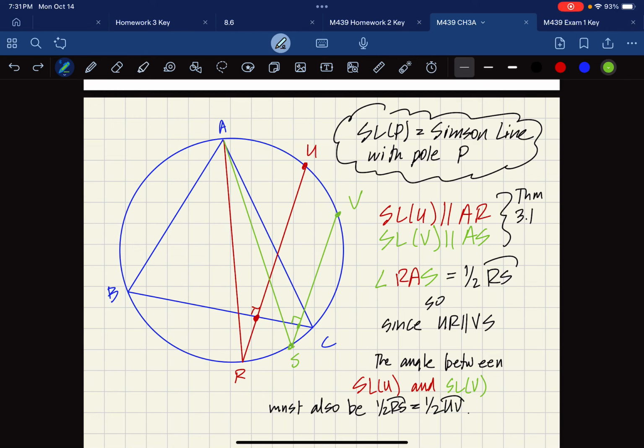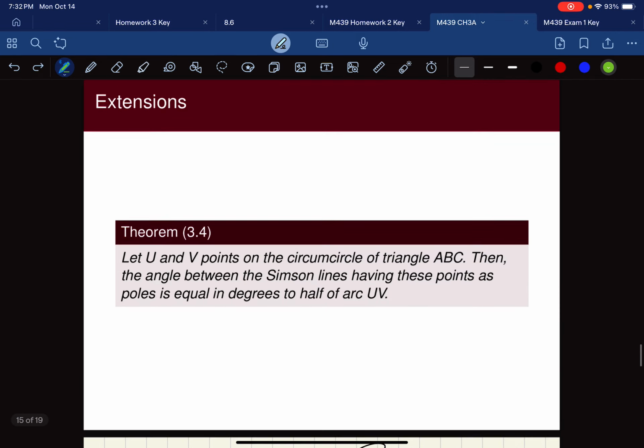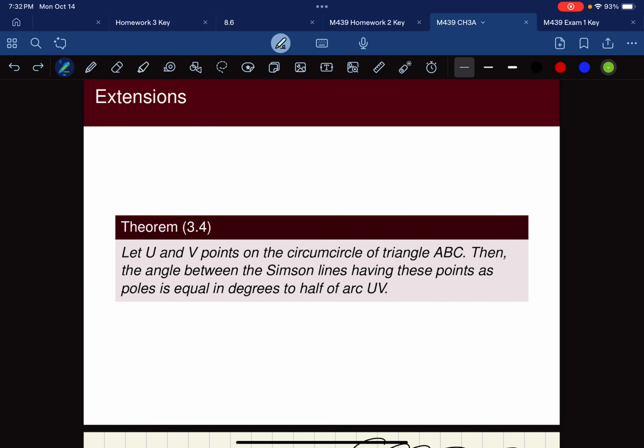Okay, let's go ahead and finish out chapter 3.8 with a short video here first. Remember that we left off when we were talking about this extension to Simpson lines. It said that if we have U and V as points on the circumcircle of triangle ABC, then the angle between the Simpson lines, having these points as poles, is equal in degrees to half the arc UV.